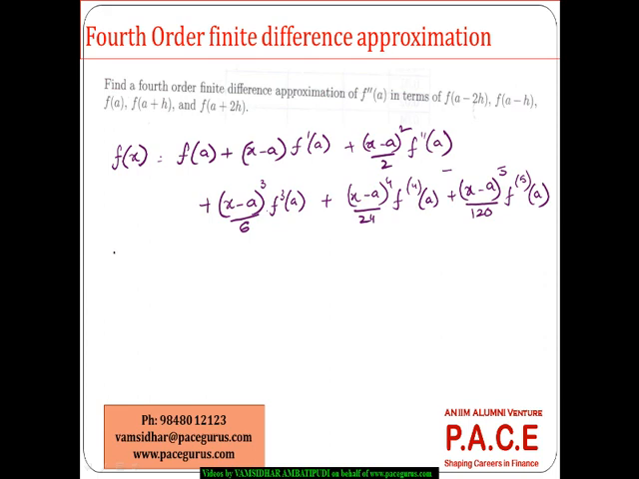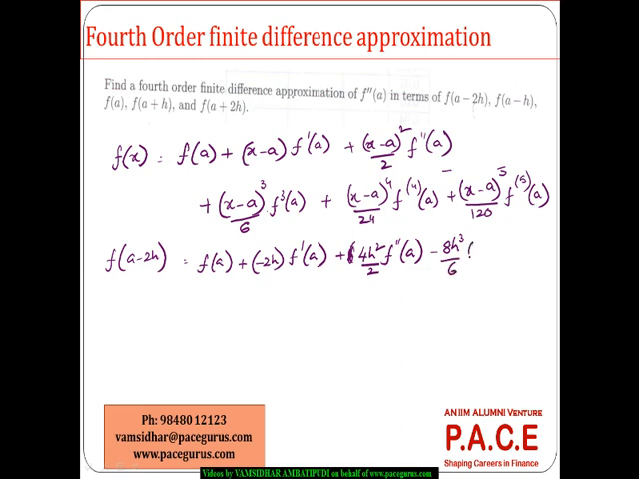Now, I can look at it with f of a minus 2h. When I go with f of a minus 2h, it comes out as f of a plus a minus 2h minus a, which becomes minus 2h times f dash of a. Then minus 2h squared becomes 4h squared by 2 times f double dash of a, and minus 8h cubed by 6 times the third derivative of a and so on.